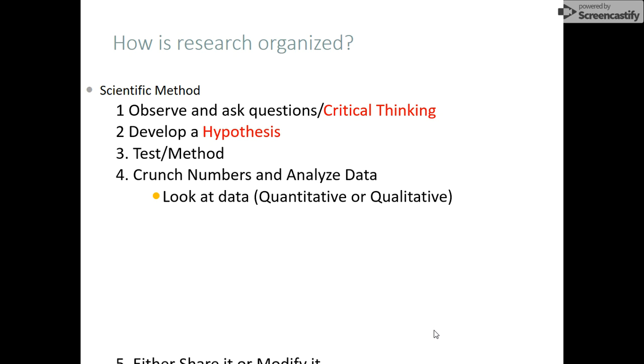So when we left off with the last video, we saw that research was important, and the way that the research is organized through the scientific method. First thing you do is you ask the question. Then you develop your hypothesis. This video is looking at how you test and gather the data. The last series of this video will be talking about statistics and crunching information.